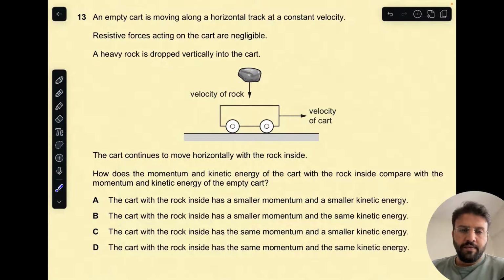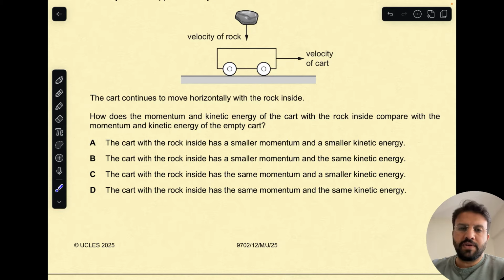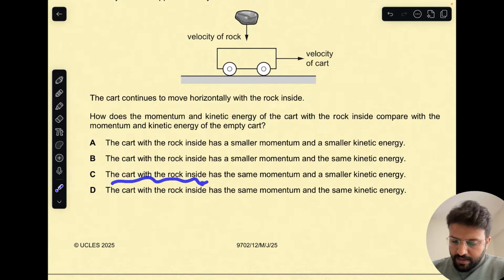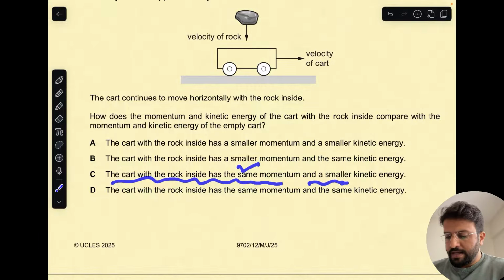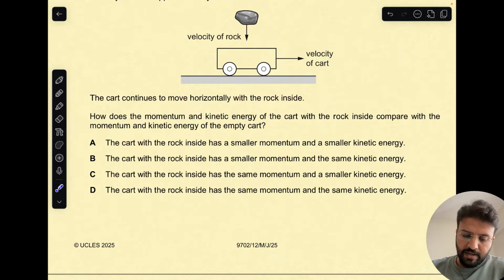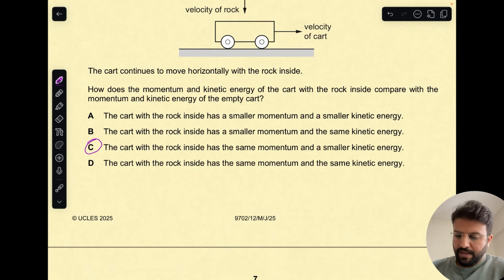The cart with the rock inside has a smaller momentum and a smaller kinetic energy. What you have to keep in mind, momentum never changes in any collision. So this is not the option. The cart with the rock inside has the same momentum, yes, momentum is always the same, and a smaller kinetic energy, yes. In an inelastic collision, kinetic energy will be lost, it will not be conserved, so it will not be the same.